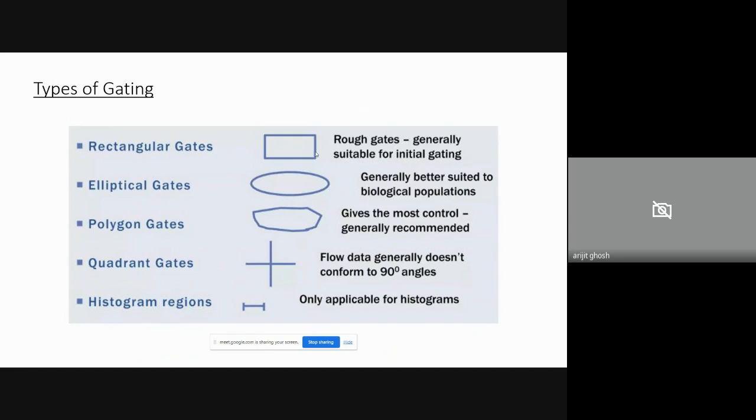Now the histogram regions are only applicable for histograms. They are very much used in experiments where a single fluorochrome is being used, like cell cycle, ROS analysis, etc.